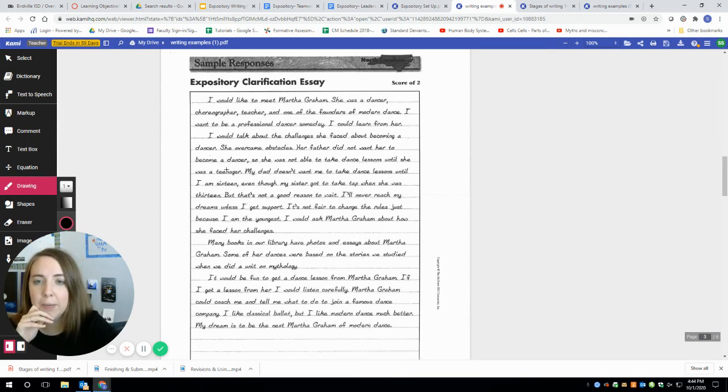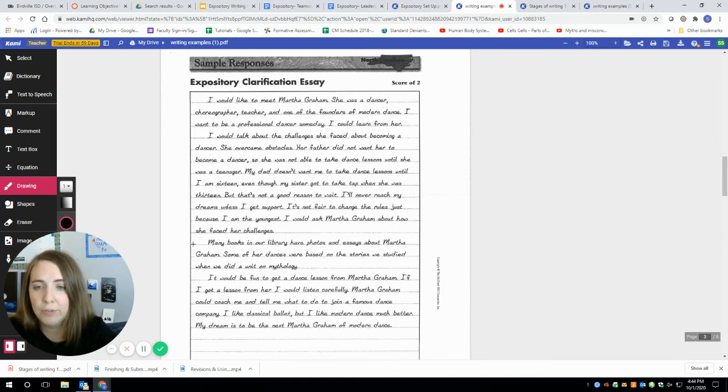So she has 2 body paragraphs. She said, I would talk about the challenges she faced about becoming a dancer. She overcame obstacles. Her father did not want her to become a dancer, so she was not able to take dance lessons until she was a teenager. My dad doesn't want me to take dance lessons until I am 16, even though my sister got to take tap when she was 13. But that's not a good reason to wait. I'll never reach my dreams unless I get support. It's not fair to change the rules just because I'm the youngest. I would ask Martha Graham about how she faced her challenges.